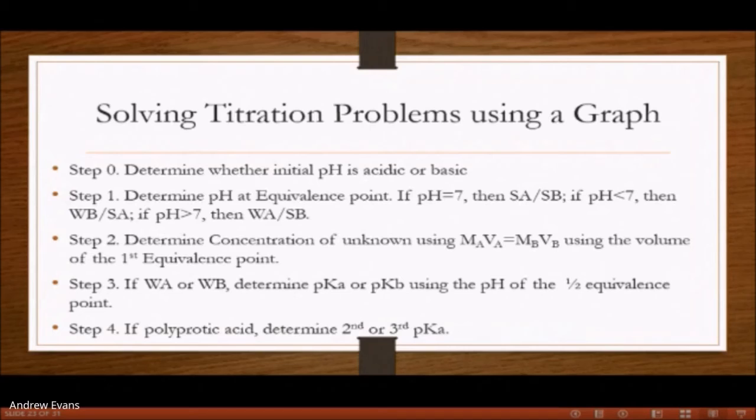But step 3 is the hard part. You have to remember, if it's weak, what's the pKa? If it's strong, there is no pKa you can find. But if it's weak, what's the pKa? And of course, if it's polyprotic, find out what's the second or third pKa, but that's less common.